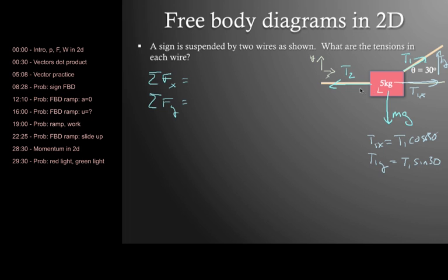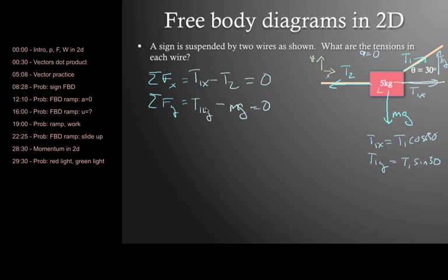So the sum of all of my forces in the x direction are going to be this T1x minus T2, and the system's acceleration is 0. It could be moving at a constant speed, that would be fine. But the acceleration of this object is 0. So that's just going to be 0. And then now we're going to have our y direction. So here we have, in our plus y, we have T1y. So that's T1y minus mg equals 0.